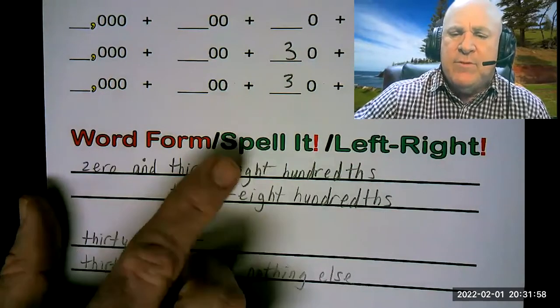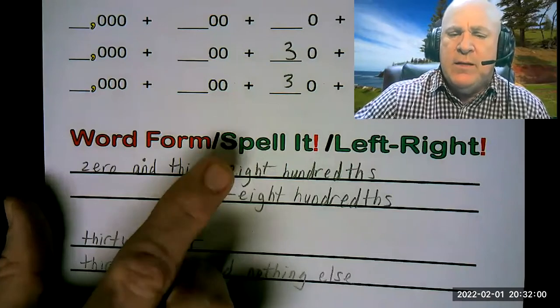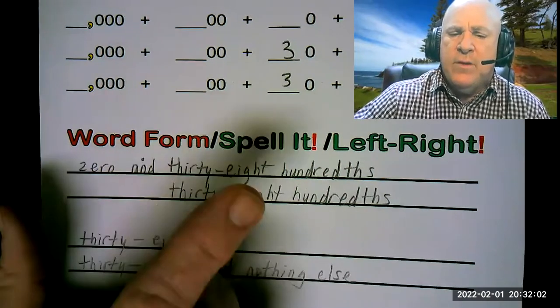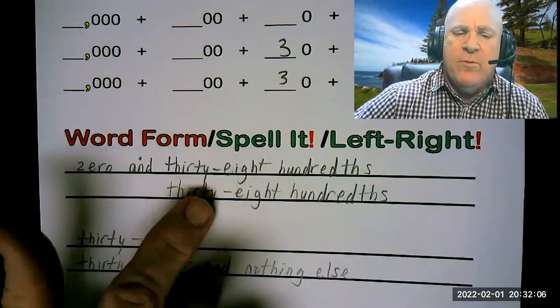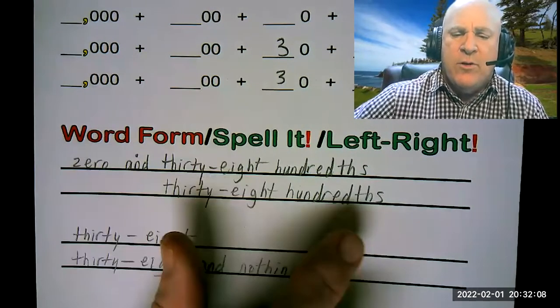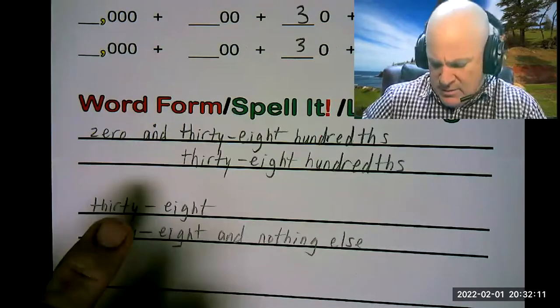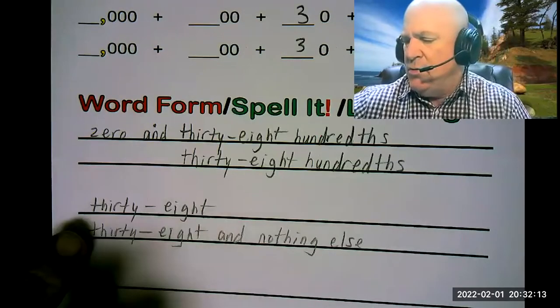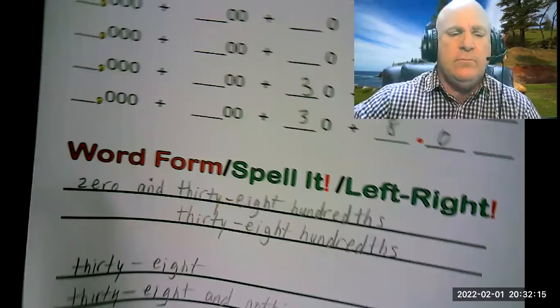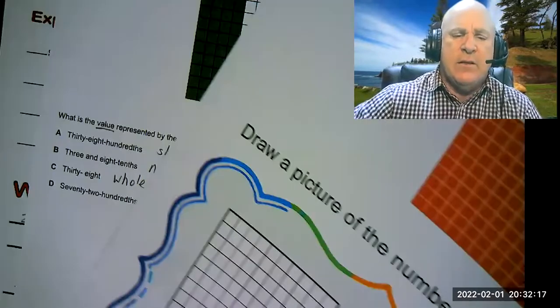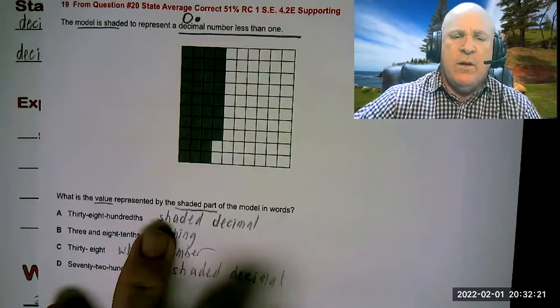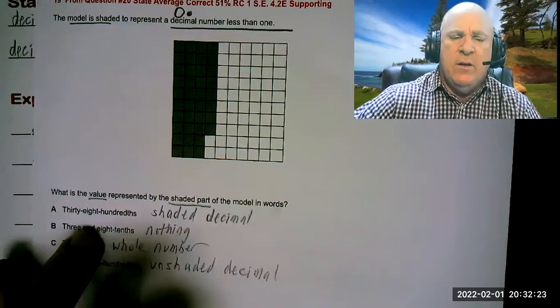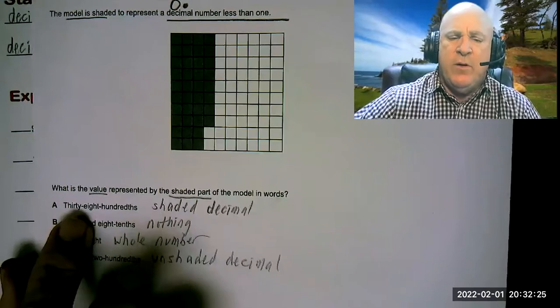Spell it left, right, word form, 38 hundredths. And the whole number form would have been 38, or 38 and nothing else. So when you look at the answers, because it did say less than 1, I'm looking for this one here, the shaded decimal, to represent the shaded part.